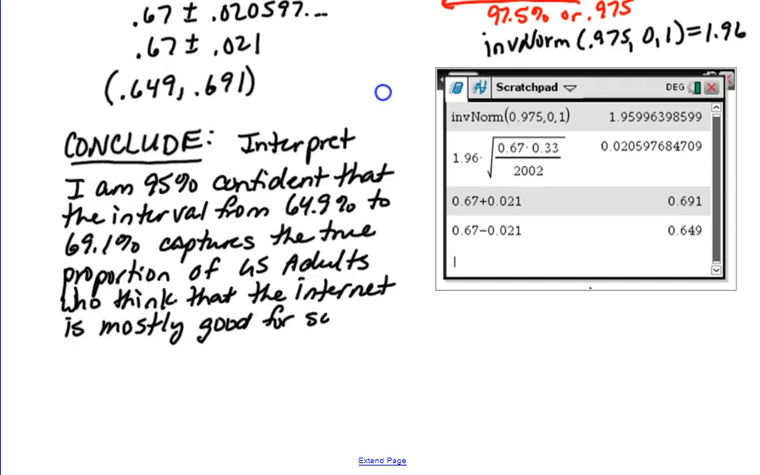Interestingly enough, when this polling organization asked the adults this question, about 67% said they thought the internet was good for society, but about 88% of them said it was good for them personally. Kind of interesting to see that.